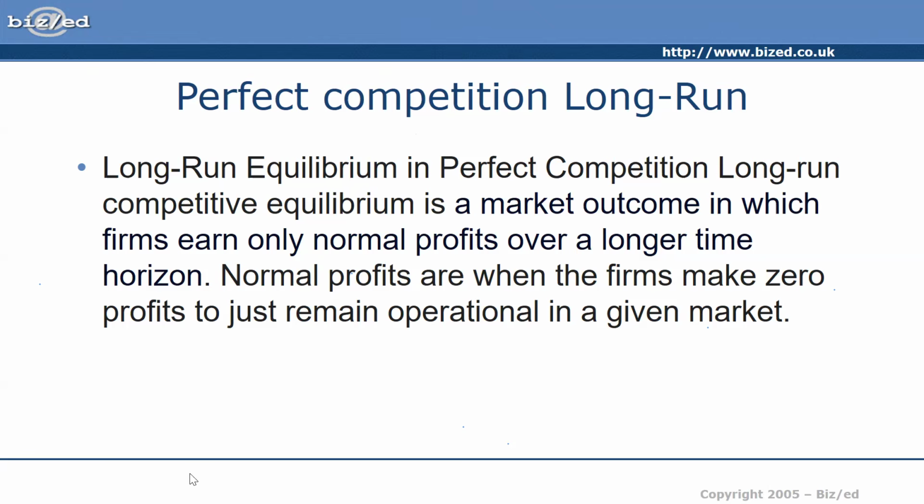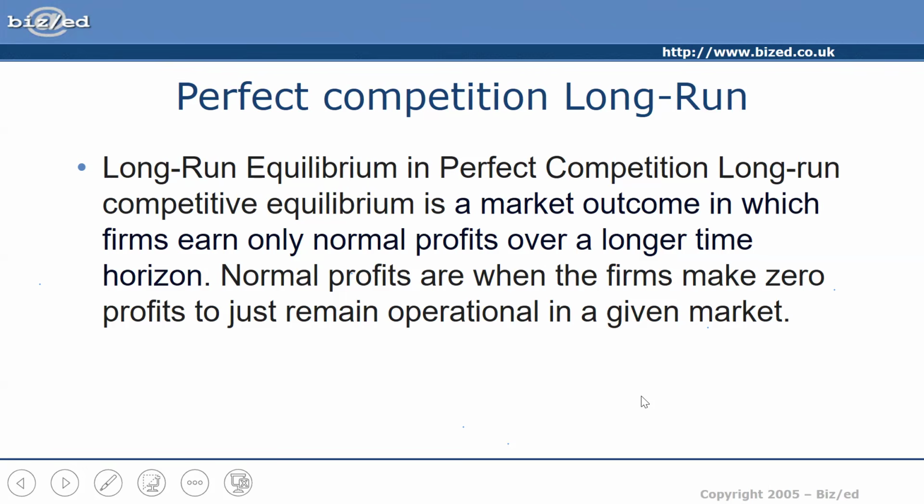So I'm going to explain it one more time. In the short run, it was making supernormal profits. In the long run, those supernormal profits will attract more firms to enter the market. And when more firms enter the market, the profits will start to decrease until they start making normal profits. And when they start making normal profits, firms will stop entering the market.